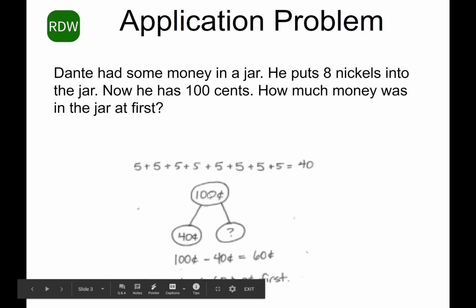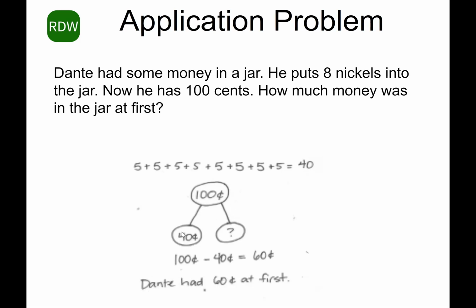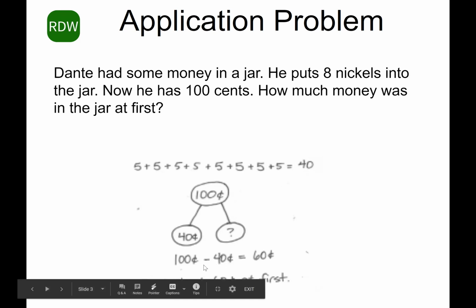At the top, we want our total or our whole, 100. And then we want our parts. Parts, whole. So 40 cents is one part. And then we want to find our other part of our 100. So this is the whole amount of money we have. 100 cents. Okay, so we can find the difference. When we find the difference, we subtract. 100 cents minus 40 cents equals 60 cents.